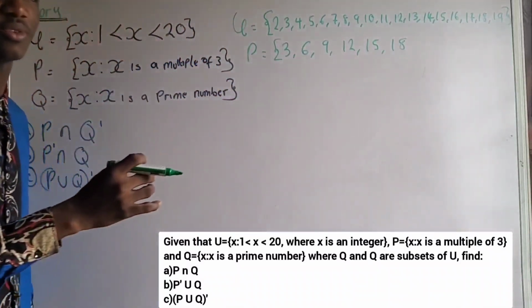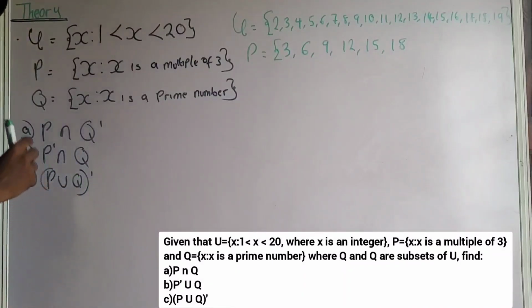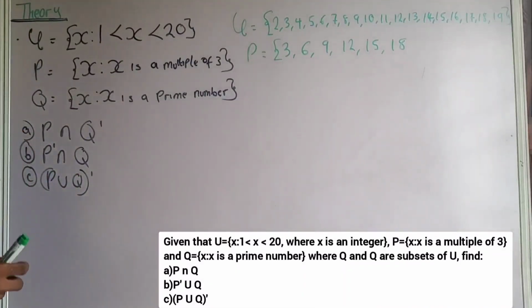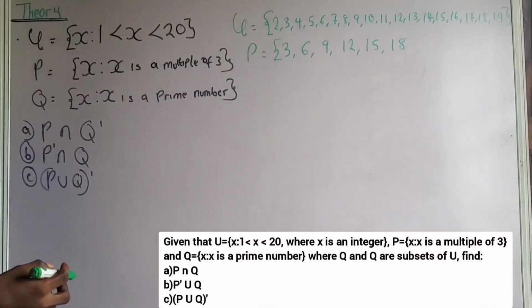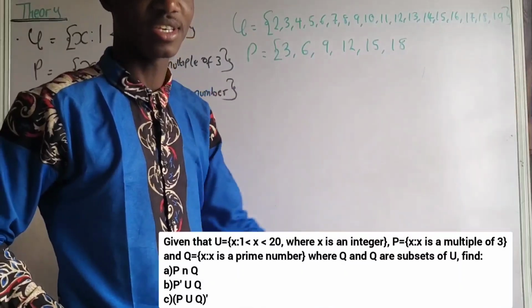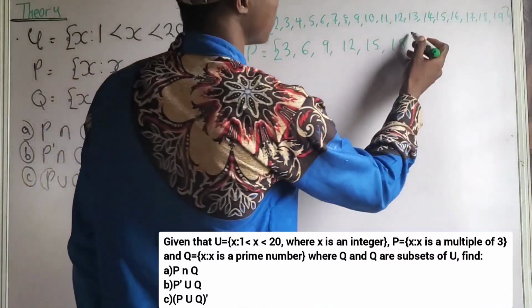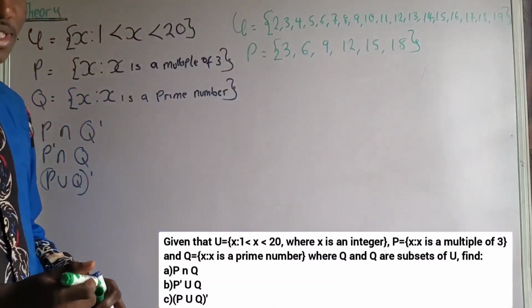But listen to me carefully, we cannot put 21, and the reason is simply because we are given in the question that P and Q are subsets of the universal set. Are you getting it? So we cannot include 21 because even the universal set does not reach 21. So the elements present in set P are 3, 6, 9, 12, 15, and 18. Are you getting it?